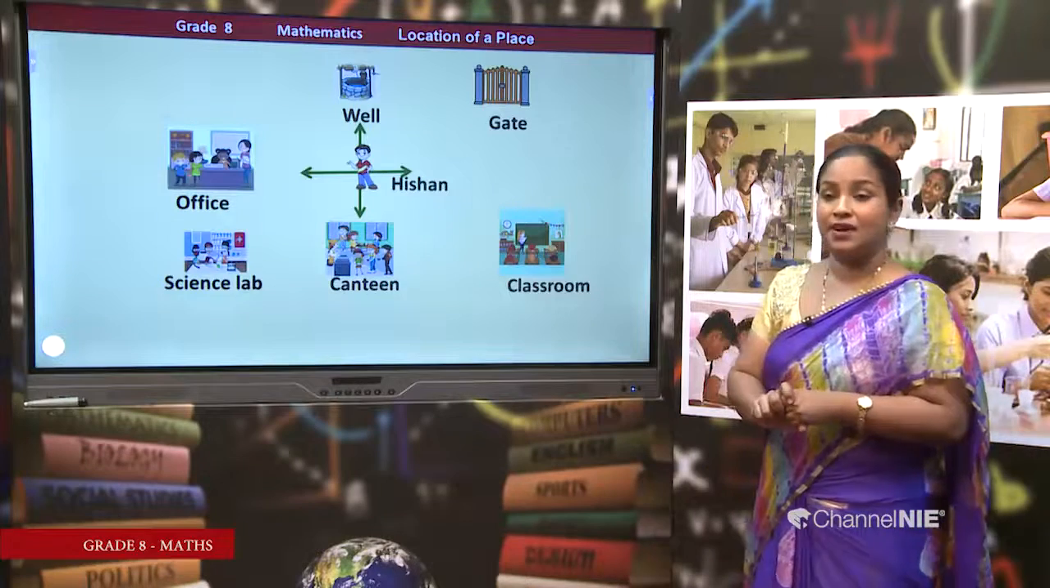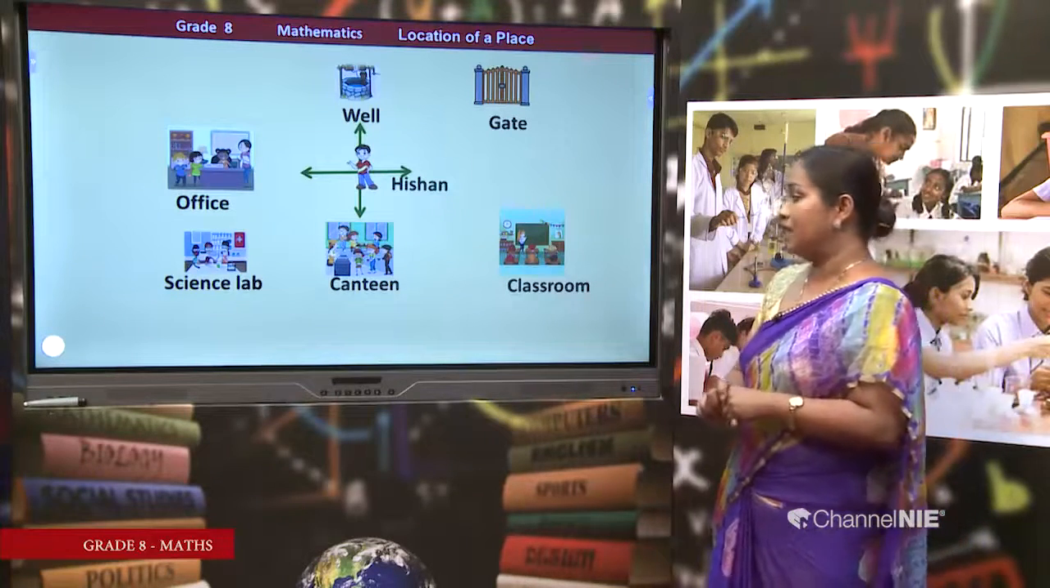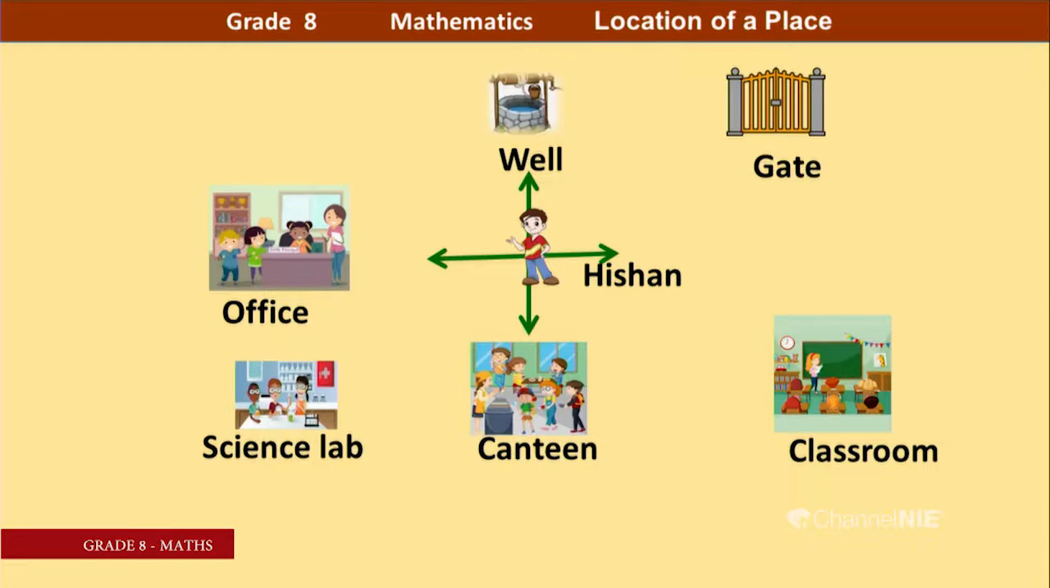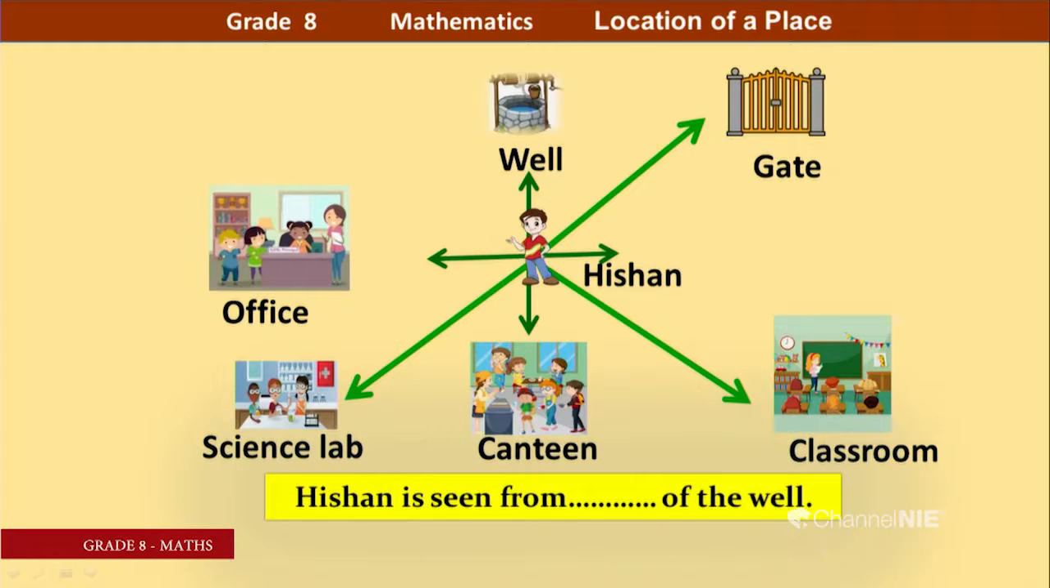Okay. You can see some figures: well, gate, classroom, canteen, science lab, office, and at the middle you could see Hishan. We are going to compare the position of Hishan related to each of these places. First, shall we consider the well and Hishan? Imagine now you are at the well. You are looking at Hishan. So, the direction of Hishan as seen from the well. Yes, he is seen from south of the well.